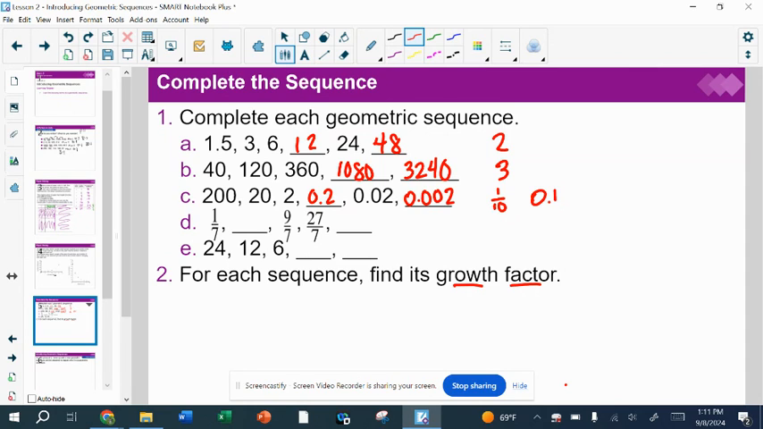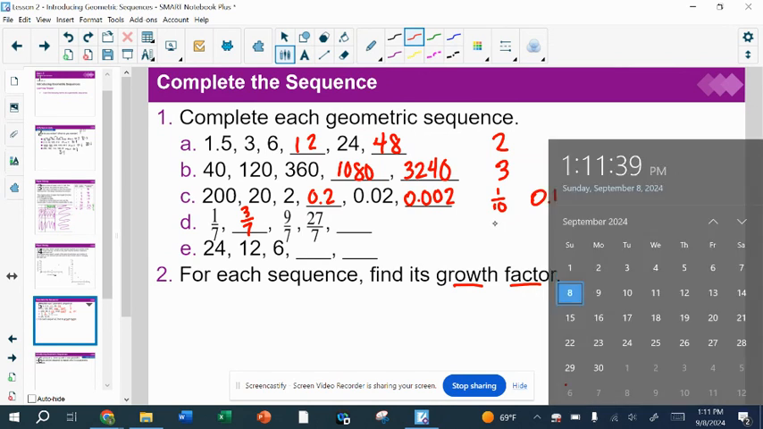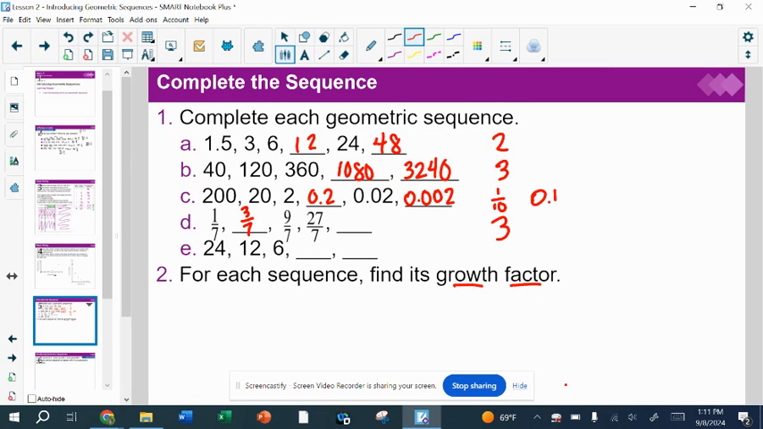Letter D has some fractions there. Luckily, they all have the same denominator, which makes that pretty nice. So I'm going to suggest take a look at these two terms that are right next to each other, the 9 and the 27. To go from 9 to 27, I multiply by 3. So if I would try that here, if I would take 1/7 and multiply it by 3, I would have 3/7. Multiply that by 3, I've got 9/7. Okay, so we found our pattern. We are multiplying by 3. That's what my growth factor is. Whoops, sorry, touched something on my screen. And then 27 times 3 is going to be 81/7.